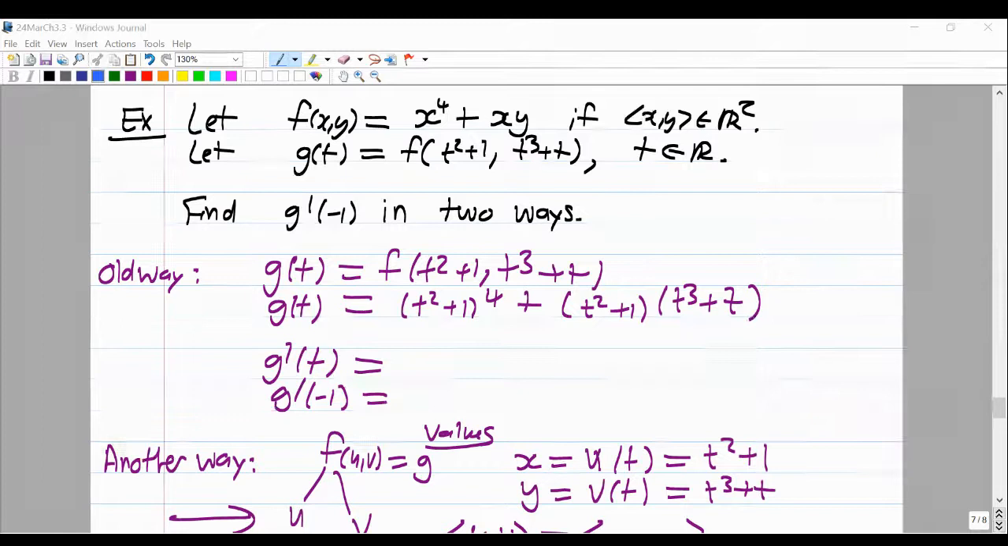So this is crucial. Can I get a smiley face that you see that g is ultimately a function of one variable? So in this setup, g is ultimately a function of one variable. Great. Now, let's differentiate g. Which two rules do we use to differentiate g?